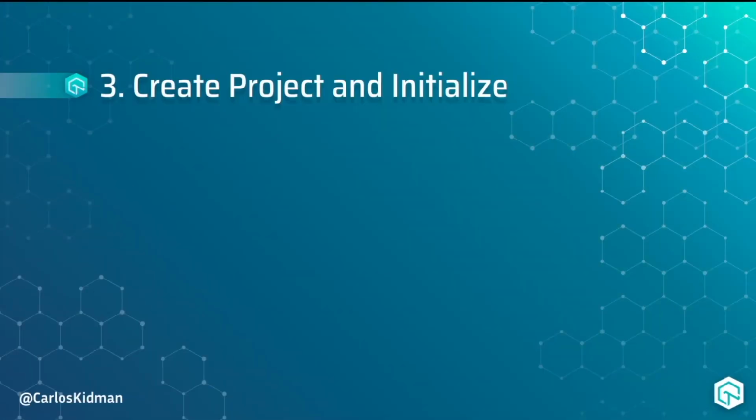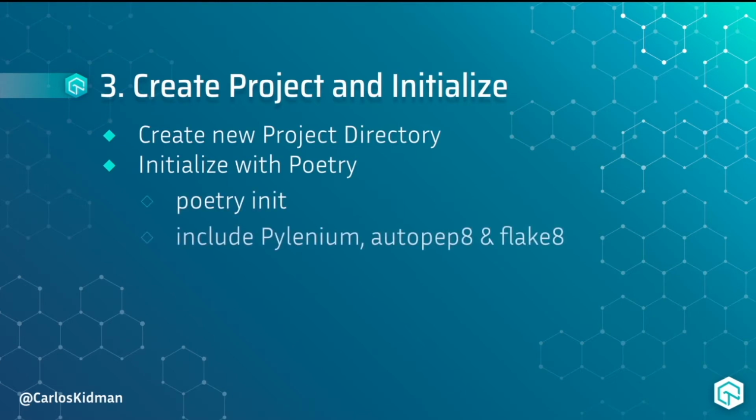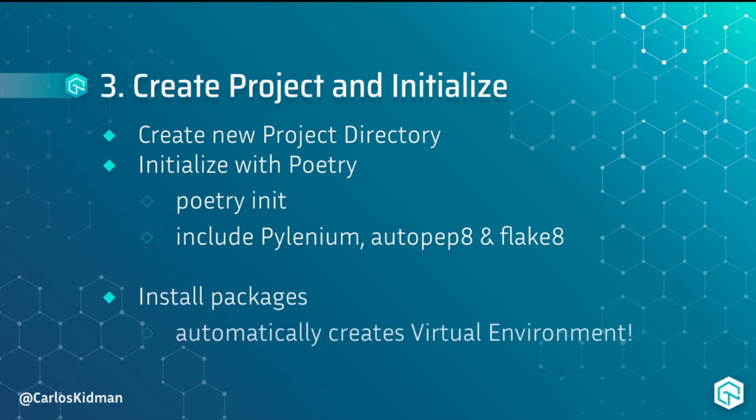For step 3, we just need to create the project and initialize it. So we're going to create a new project directory and then initialize it with Poetry. This is done by poetry init, and then we can include the different packages we care about. In this case, it's going to be Pylenium, autopep8, and Flake8. Remember, pytest we do want as well, but it's already included with Pylenium. Once the project is initialized, then we can install the packages, and Poetry will handle creating the virtual environment for us, which is really nice too.